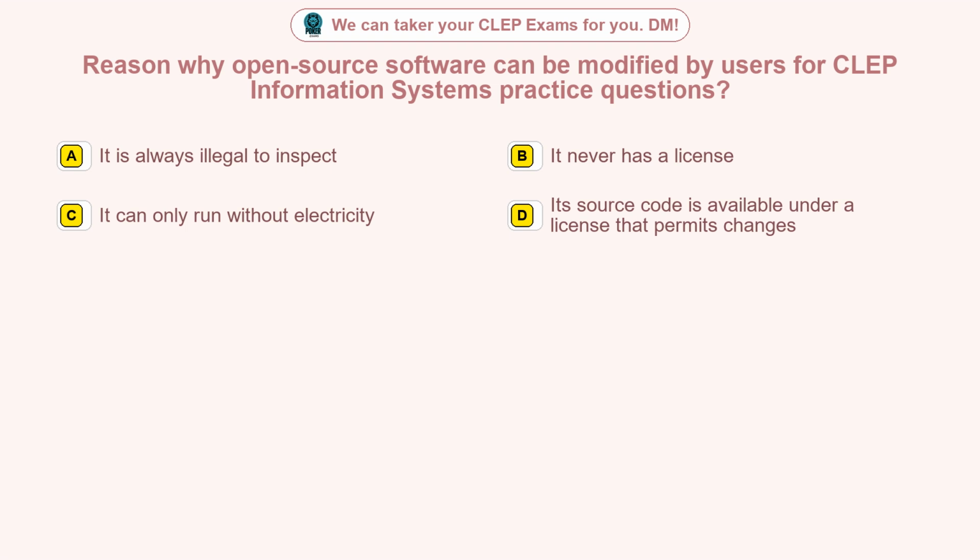Option C. It can only run without electricity. Option D. Its source code is available under a license that permits changes. The correct answer is option D. Its source code is available under a license that permits changes.